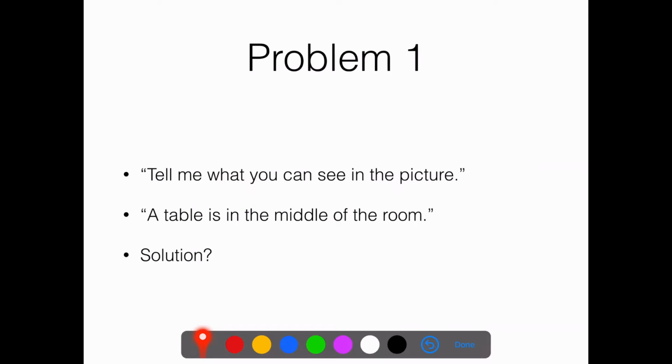So, I have a few problems for you. Problem number one. Tell me what you can see in the picture. And the answer is, a table is in the middle of the room.